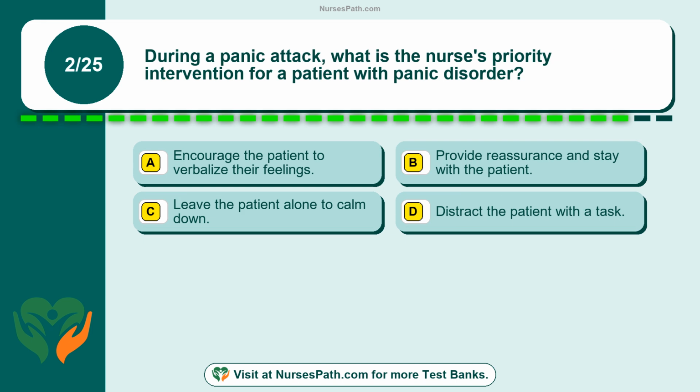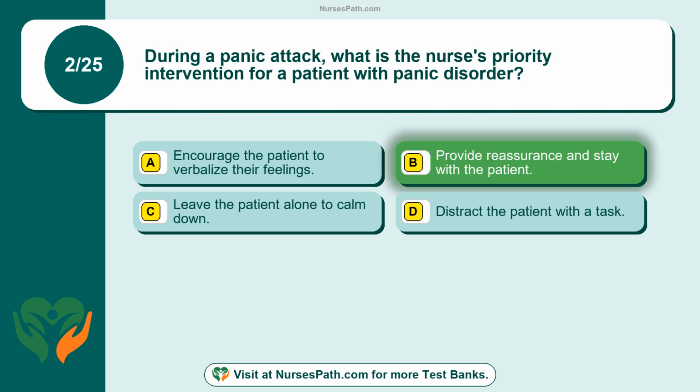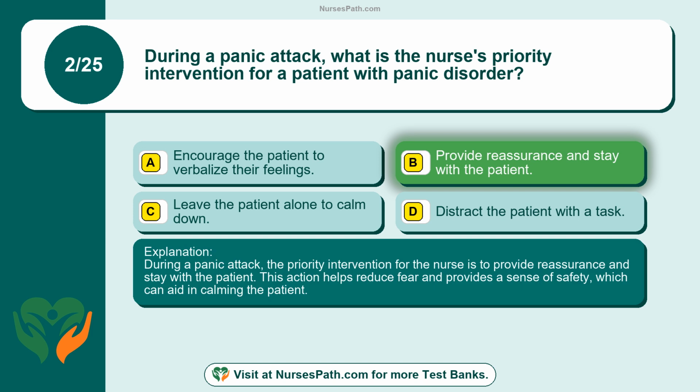Question 2. During a panic attack, what is the nurse's priority intervention for a patient with panic disorder? Option A, encourage the patient to verbalize their feelings. Option B, provide reassurance and stay with the patient. Option C, leave the patient alone to calm down. Option D, distract the patient with a task. The correct answer is option B, provide reassurance and stay with the patient. During a panic attack, the priority intervention for the nurse is to provide reassurance and stay with the patient. This action helps reduce fear and provides a sense of safety, which can aid in calming the patient.